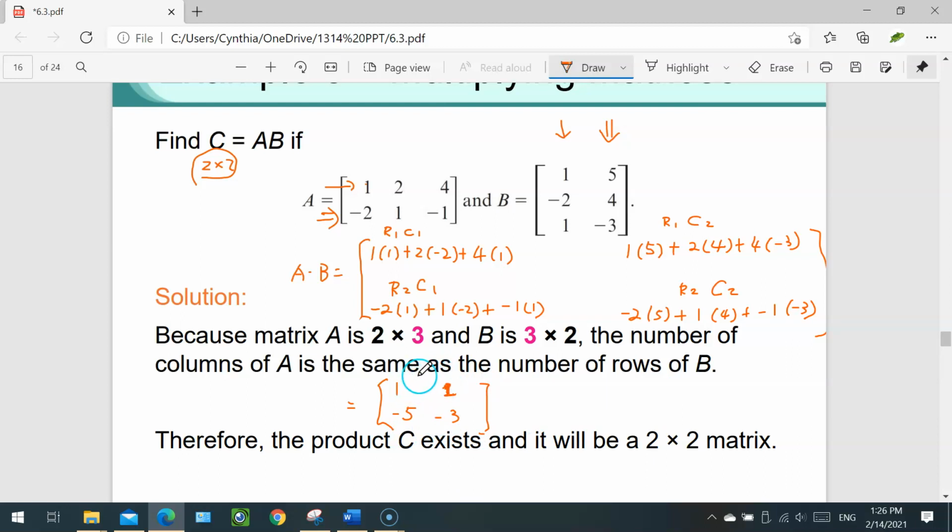So the product of matrix A and B gives us a new matrix of size 2 by 2. And that's the same dimension we determined earlier. And the output of the new product matrix has 1, 1, negative 5, and negative 3.